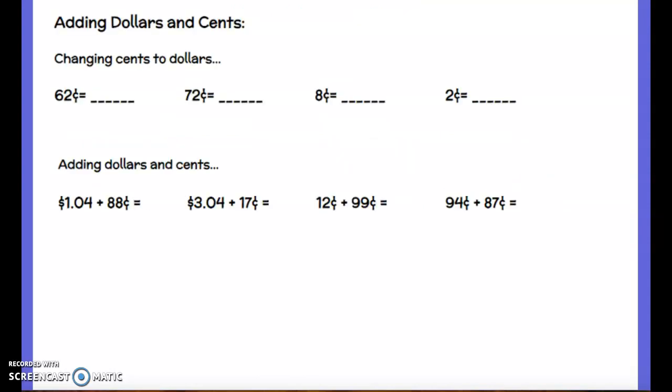On the next part, it's talking about adding dollars and cents. One of the most important things that you have to make sure you do is change those cents into dollars. And so what that means is you're going to write it with a dollar sign, a 0, and then that decimal point. So 62 cents becomes pretty easy because you can just write the 62. Same thing here, you have your 0.72. What you need to be careful of is when it is a single digit cents written as dollars, you have to make sure it goes in the hundredths place. So for 8 cents, you would write it as 0.08.